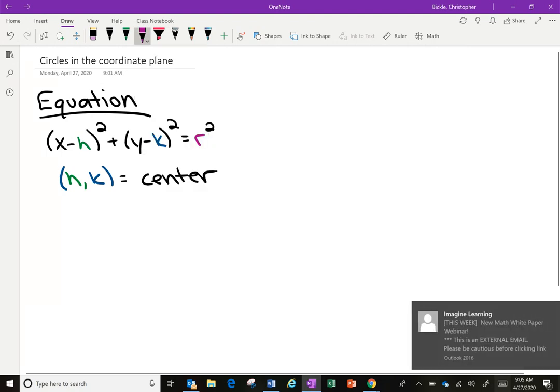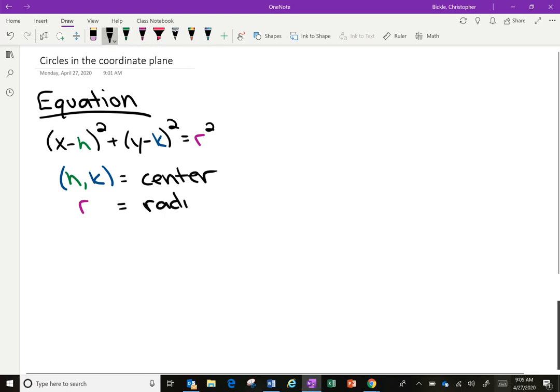R is going to be your radius. One thing we have to note when we look at the equation is that these signs are opposites. These are minuses here. So if you had an equation like x minus 1 squared plus y minus 3 squared, the center is actually going to be at 1, 3. It's always going to be the opposite of whatever's in there because they're negative.